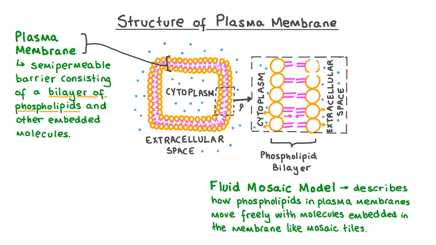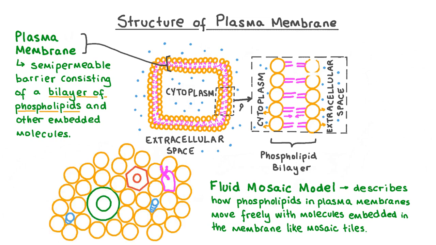The fluid mosaic model describes how the phospholipids are, to a certain degree, free to move fluidly throughout the membrane, as they are not chemically bound to each other, but simply attracted to or repelled by the water molecules. The term mosaic refers to the fact that there are molecules, mostly proteins, of different shapes and sizes embedded in various sections of the plasma membrane, much like the tiles of a mosaic.